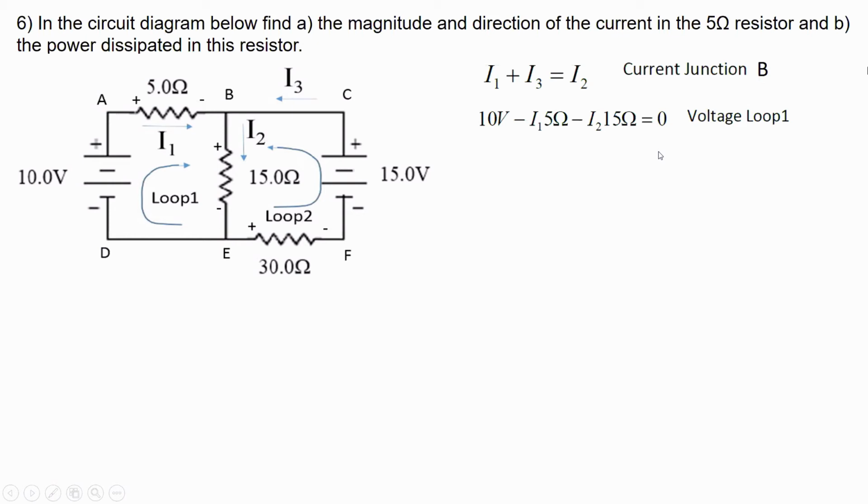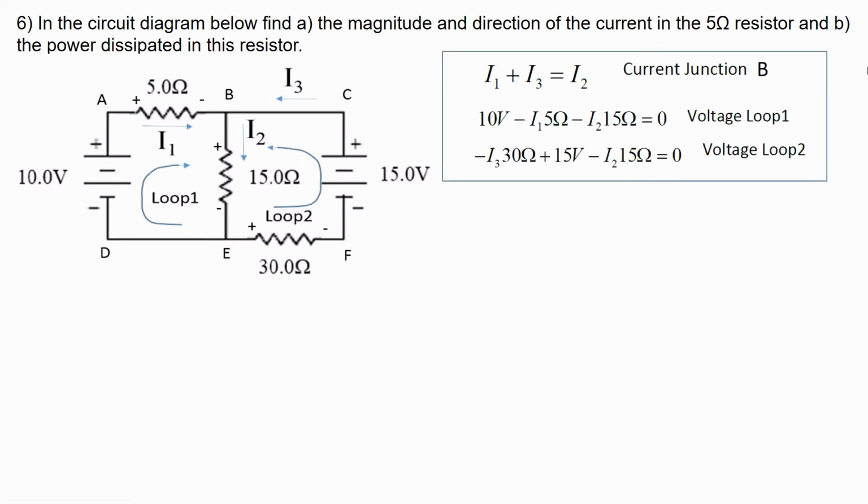Do the same for the other side. All right, so start here at the bottom. We have really I3 here at the top. Of course, I3 must be at the bottom since I3 has no other place to go. There's not a branch. So we have I3 times 30 ohms plus 15 volts across that power supply. And nothing here. And then down again through this middle branch, which is I2 times 15 ohms. Okay, so now we have our 3 equations.